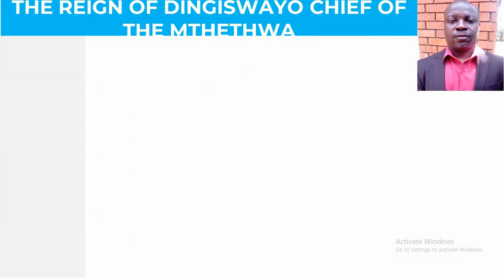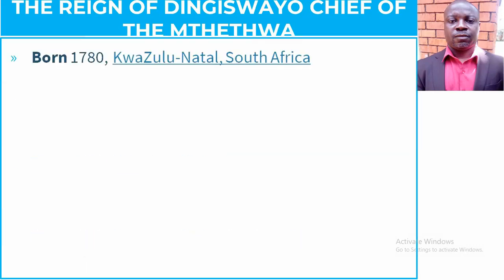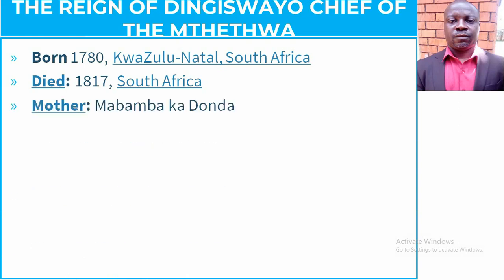Dingiswayo of the Mthethwa. We begin with Dingiswayo of the Mthethwa because the Zulu Kingdom was a small chiefdom under the Mthethwa Kingdom. That is why we begin with Dingiswayo, chief of the Mthethwa. Now, Dingiswayo was born in 1870, in KwaZulu Natal, in South Africa. Then this man died in 1817, still in South Africa.